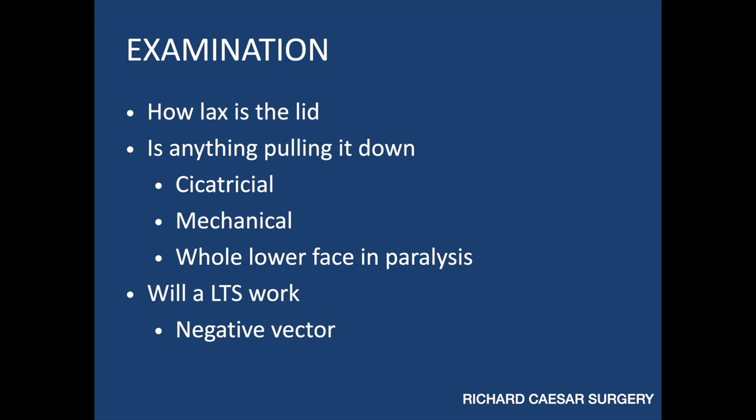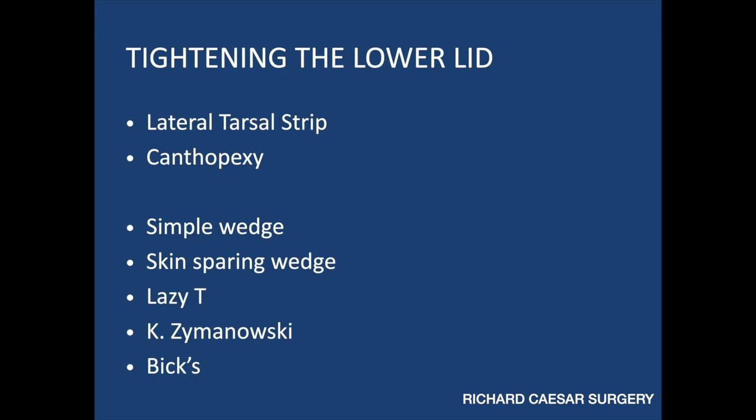So, when you're going to examine an ectropion, it really is very straightforward. How much lid laxity is there? Is there anything cicatricial, mechanical, or paralytic that's effectively pulling it down? And then really, given that it's going to be your workhorse, is a lateral tarsal strip going to work, or are there problems?